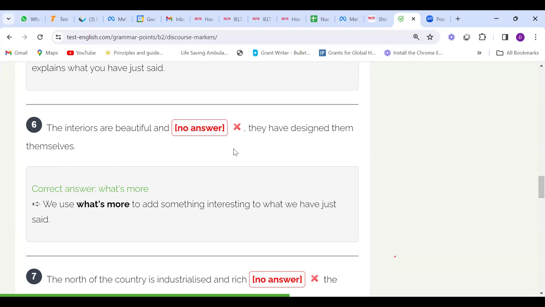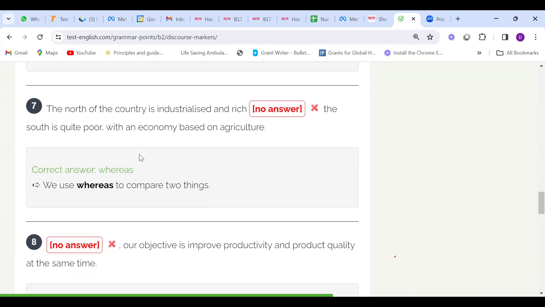Number seven, the north of the country is industrialized and rich. Dash, the south is quite poor with an economy based on agriculture. Whereas is the correct answer. We use whereas to compare two things. So the north of the country is industrialized and rich, whereas the south is quite poor with an economy based on agriculture.